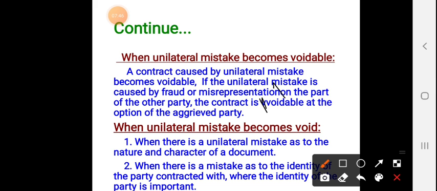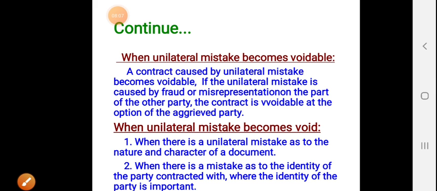That is, when a person signs a document in the mistaken belief that he is signing a document of a different character. In such cases, where he signs without knowing, that particular contract or agreement becomes void.